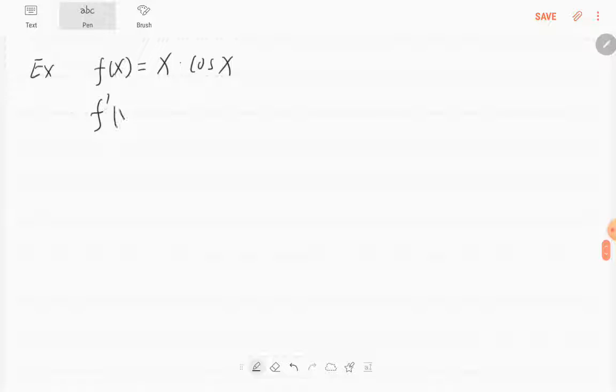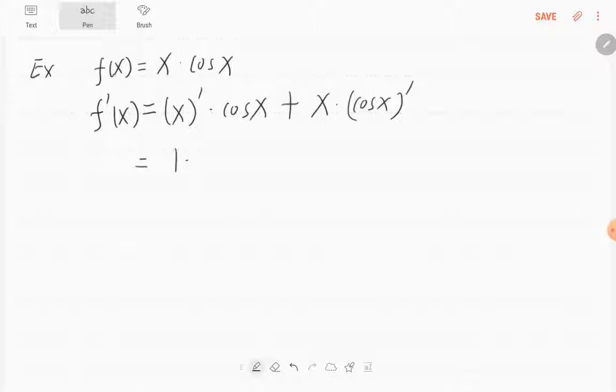So the derivative of f equals the derivative of the first function, which is x, times the second function, plus the first function times the derivative of the second function. So let's do the calculation. Take the derivative of x, which is equal to 1, right? Times cosine x, plus x times the derivative of cosine, which is negative sine. If you simplify, it would be cosine x minus x times sine x.